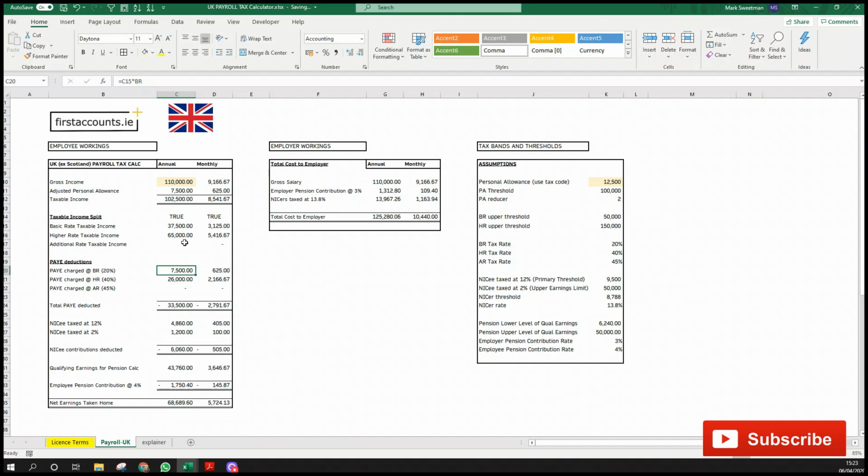You'll see the PAYE at different rates charge 20% of this figure and 40% of this figure to get your total PAYE. Then national insurance contributions for employees taxed at 12% and then 2% over the threshold of 50,000. That's your total national insurance contributions. Then it will calculate qualifying earnings for your pension if you're automatically enrolled and your pension deduction for the year to give you your net earnings take-home pay for the year. It will also take the gross salary figure, add the employer pension contributions and the employer's national insurance contributions at 13.8% over the threshold to give the cost to the employer as 125,000.